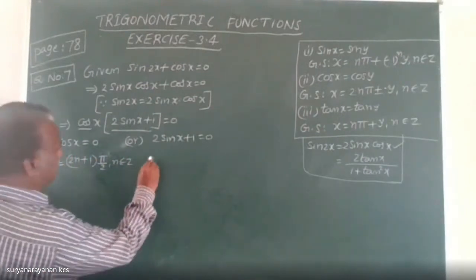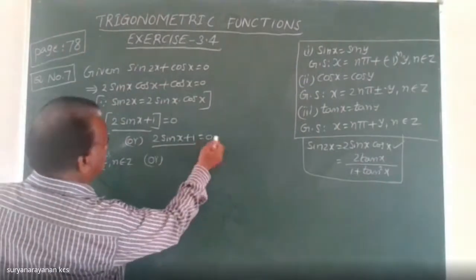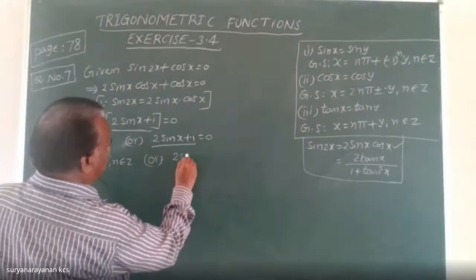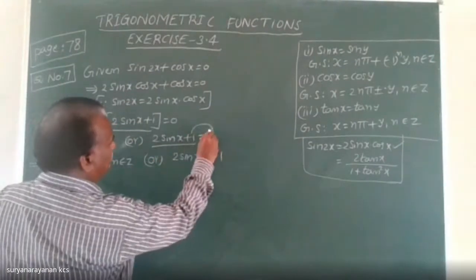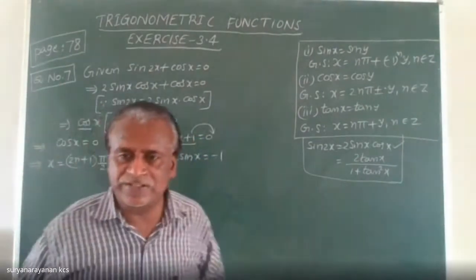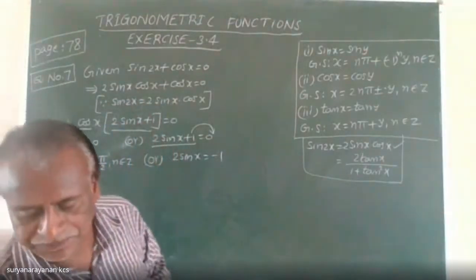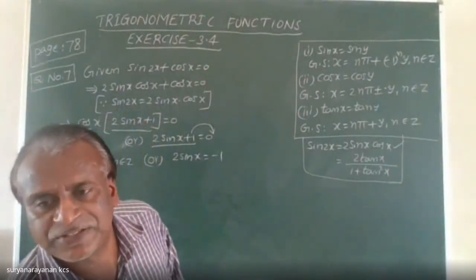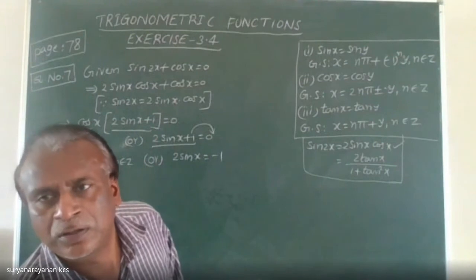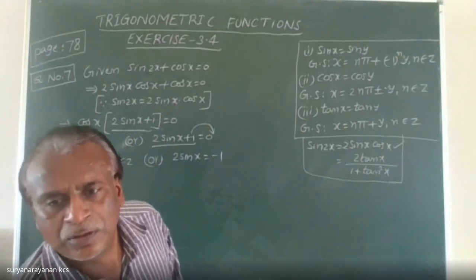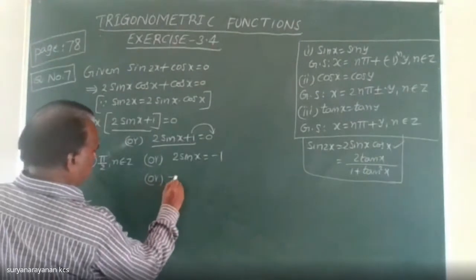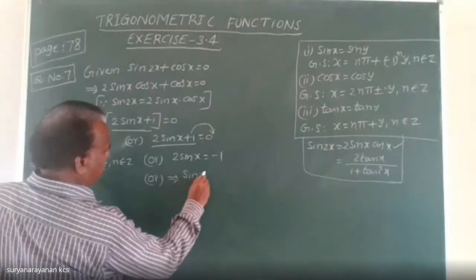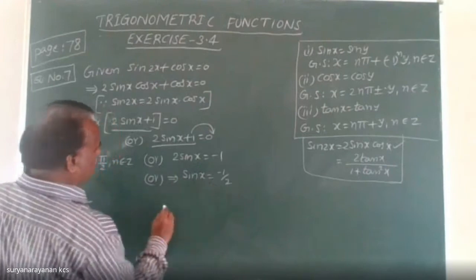Now take the second equation. 2 sin x plus 1 is equal to 0. 2 sin x is equal to minus 1. We transpose plus 1 to RHS, and it becomes minus 1. Now sin x is equal to minus 1 by 2.